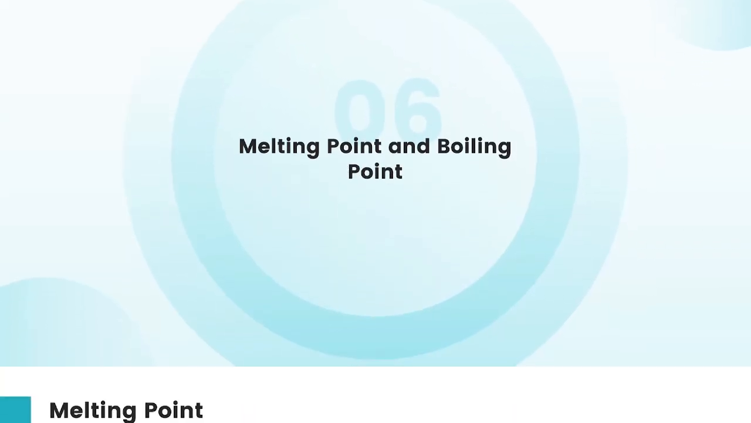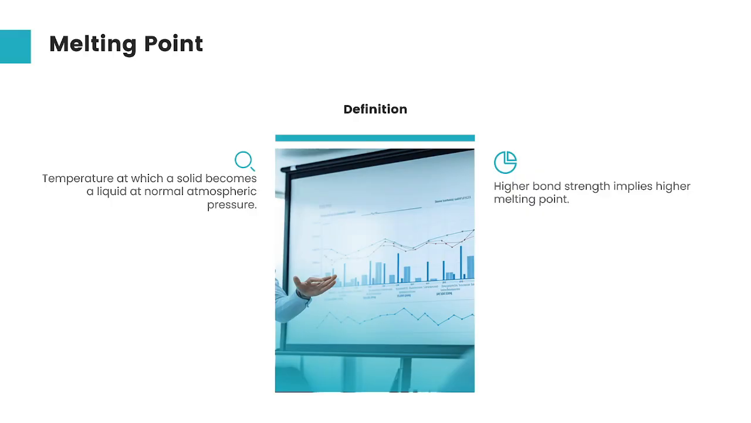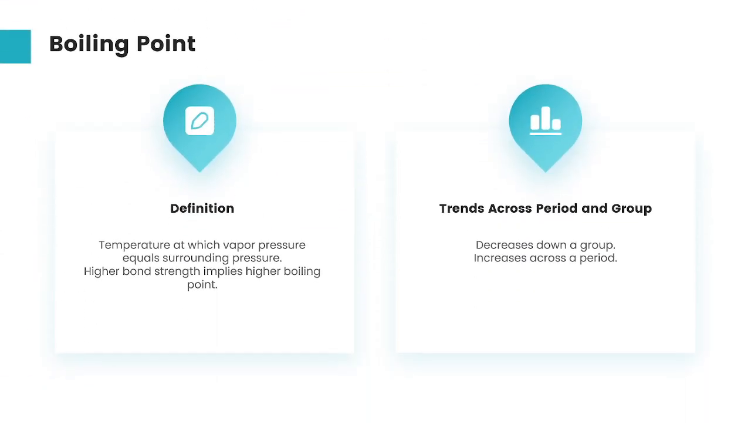Melting and boiling points. The temperature at which a solid becomes a liquid at normal atmospheric pressure is known as melting point. Higher bond strength implies higher melting point. Boiling point is defined as the temperature at which vapor pressure equals surrounding pressure. Higher bond strength implies higher boiling point. Trends in the melting and boiling points: they decrease down the group and increase across a period.